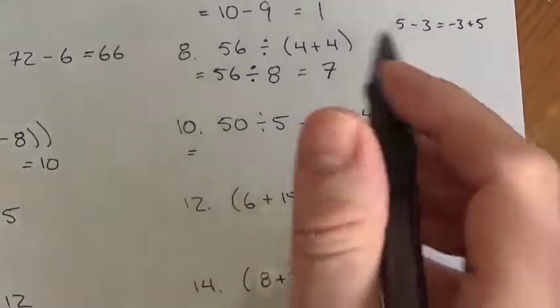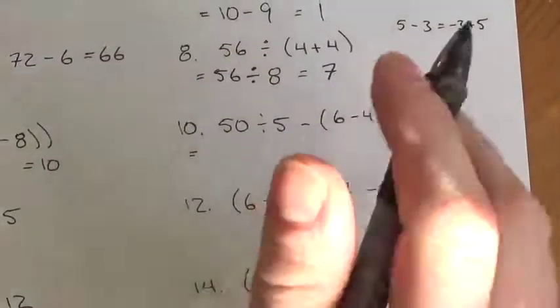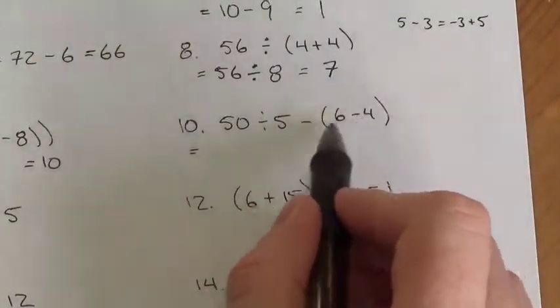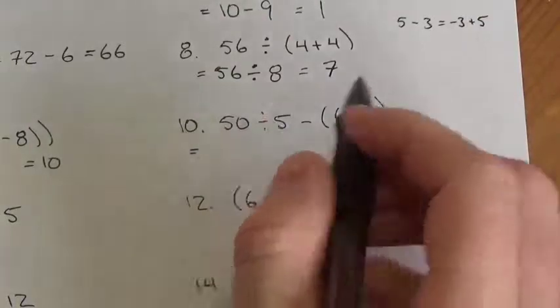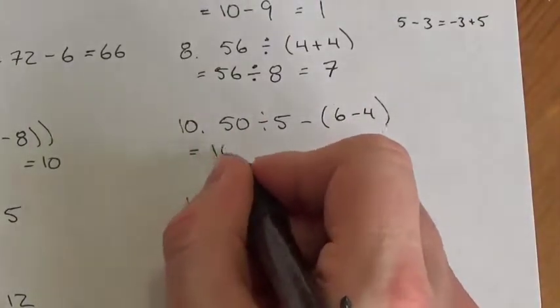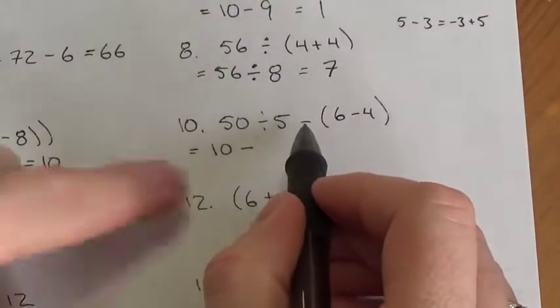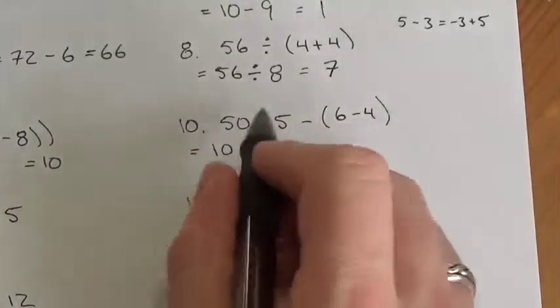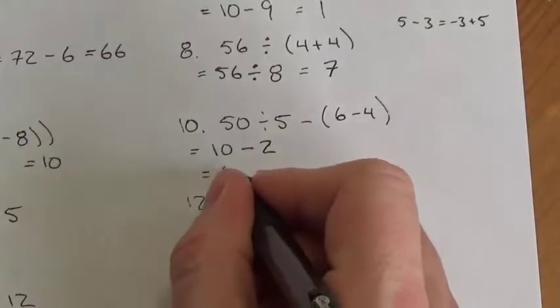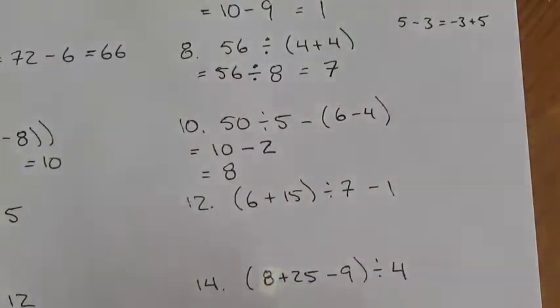Okay? Now, if I was going to be really strict about the order of operations in one thing at a time, I would do the 6 minus 4 first. Okay? But I can also do 50 divided by 5 is going to be 10. Minus, there's my subtraction here, 6 minus 4 is 2. So this becomes 10 minus 2, and we know that that's just 8.